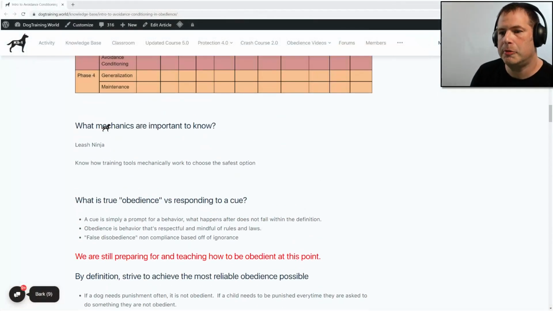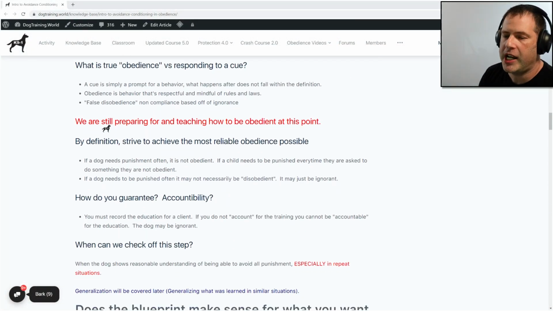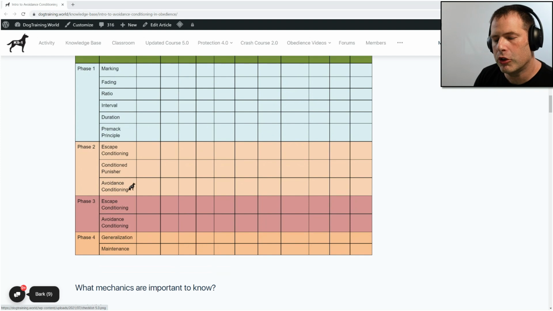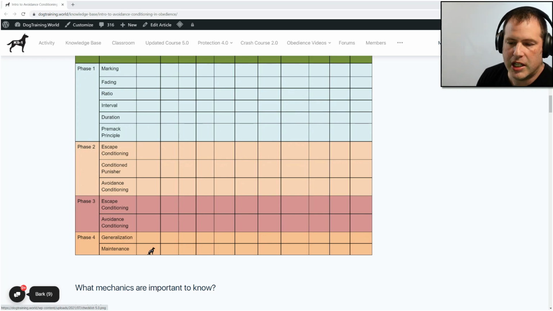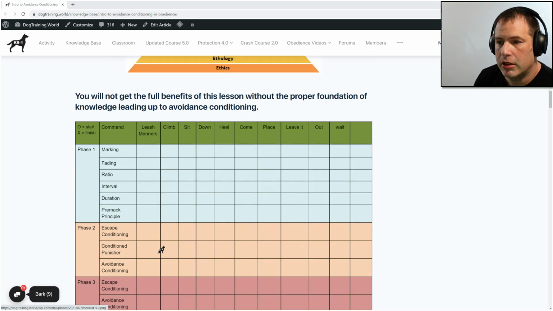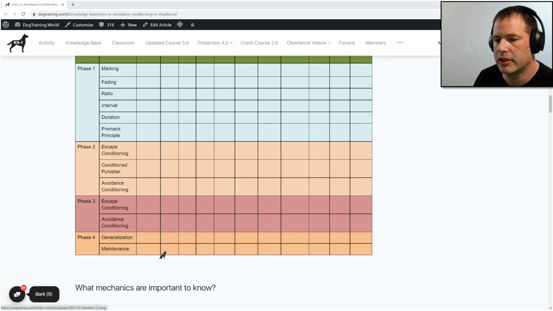So we are still at this point in the training, remember, still preparing for and teaching the dog how to be obedient at this point. This is where we are. This is where I'm teaching. We're teaching avoidance conditioning. But look, there's still more steps to get to a point where we're teaching an owner to maintain their dog. But this is phase 2. We're teaching it for the first time.